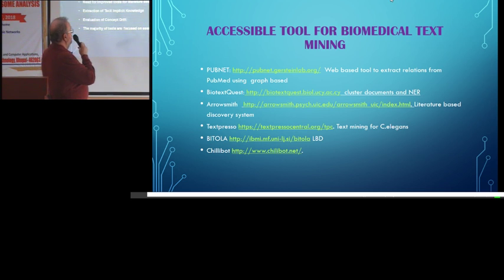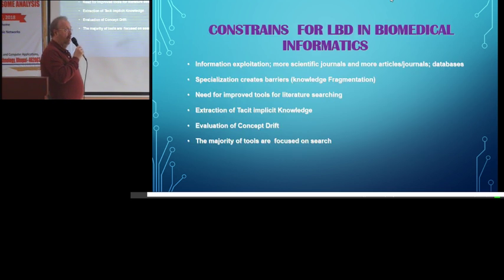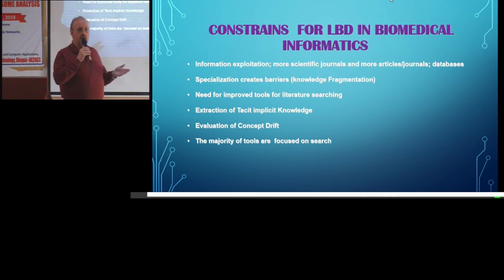There are many constraints in text mining and literature-based discovery. The first is the information explosion. In the last 20 years, the number of journals has exploded, and the number of abstracts also. Then the other is the increase in the number of databases. Today, in January of this year, about 2,000 biological databases were estimated.